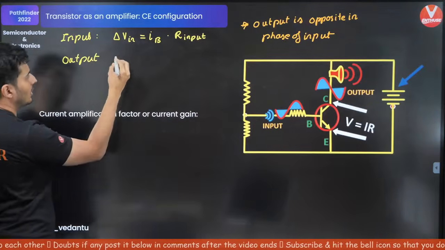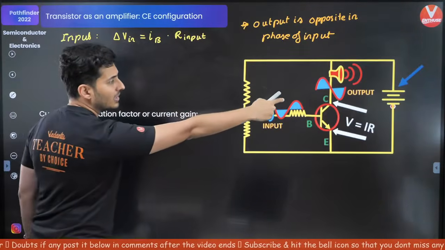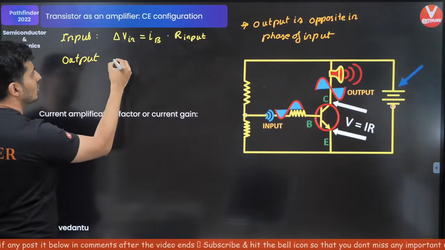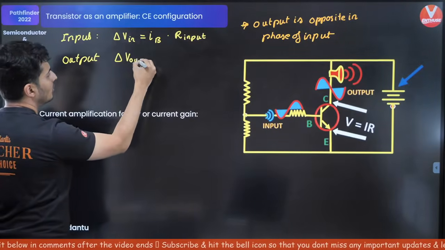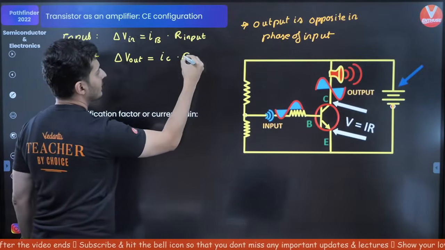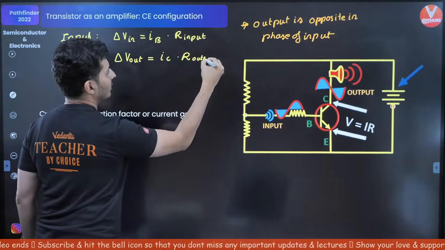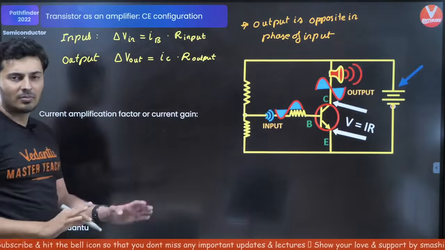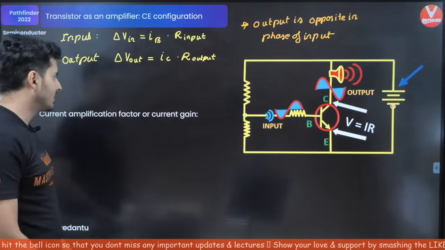You can see that the output is connected to the collector. So the change in the voltage on the output will be the collector current in this case into the resistance of the output. So this is simply put Ohm's law, nothing else.